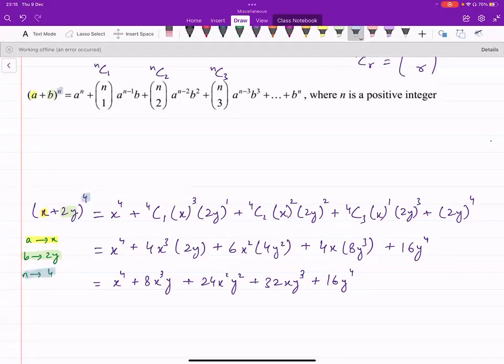All you have to do after this point is you just have to input values in the formula. So like how a raised to power n, you write x raised to power 4 here, plus nC1. You've got nC1 here. n is 4 for us, and then C1. A power n minus 1, you say x cubed. Then you've got b raised to power 1. So b raised to power 1, it's 2y raised to power 1, and so on. You see the powers of x, which was essentially a, they keep decreasing: 4, 3, 2, 1, and so on. And the powers of b, which is 2y, they keep increasing like this: 1, 2, 3, 4, like that.